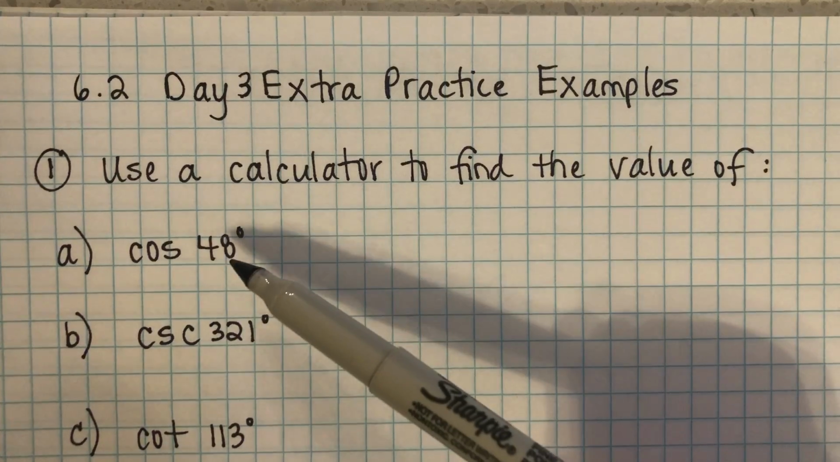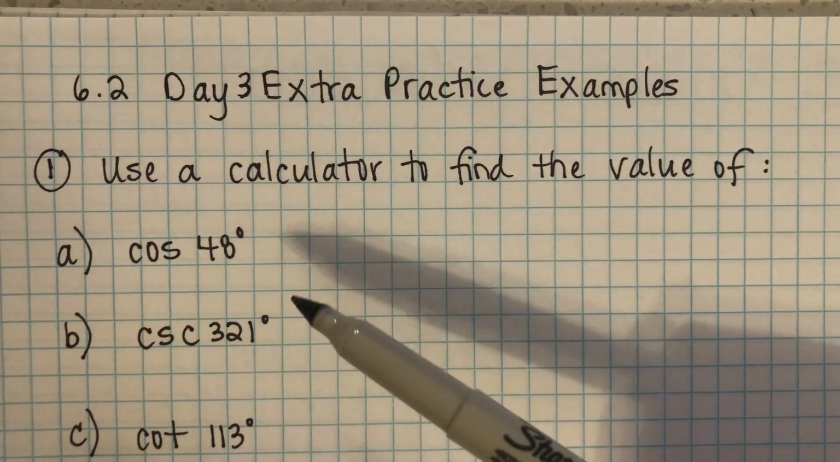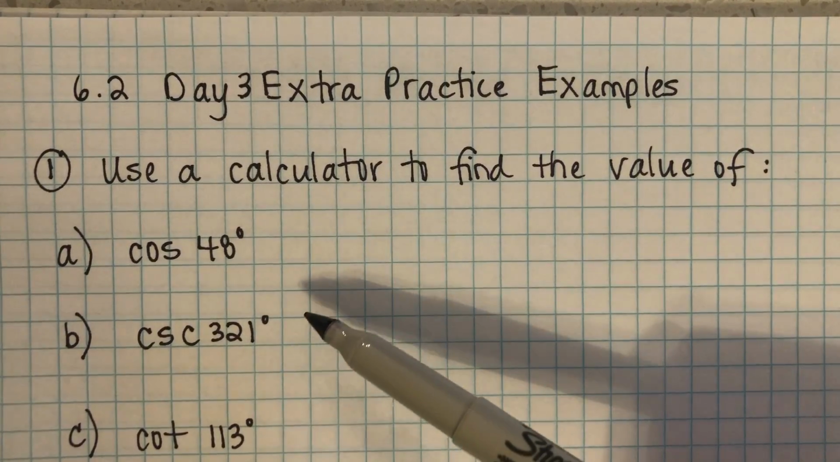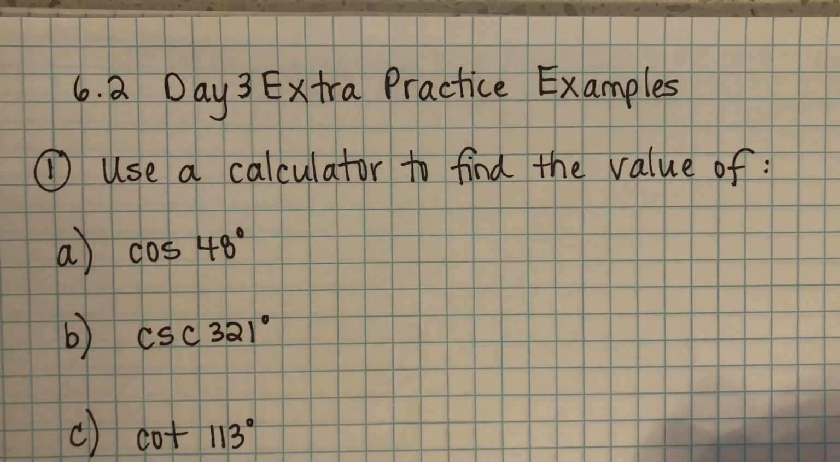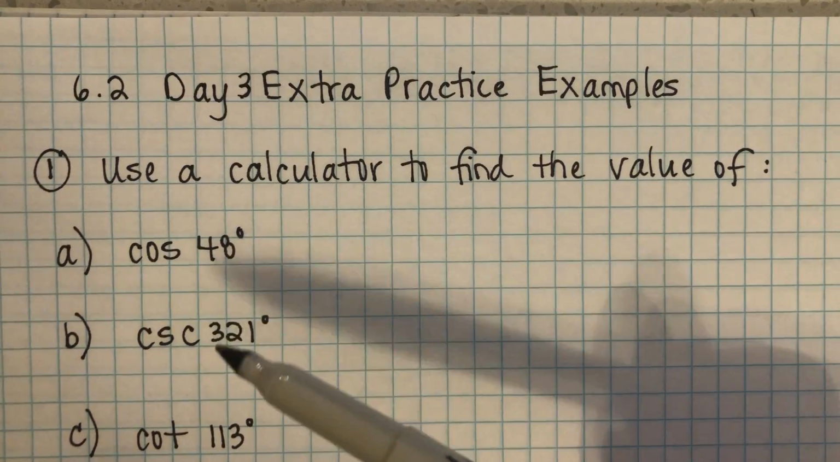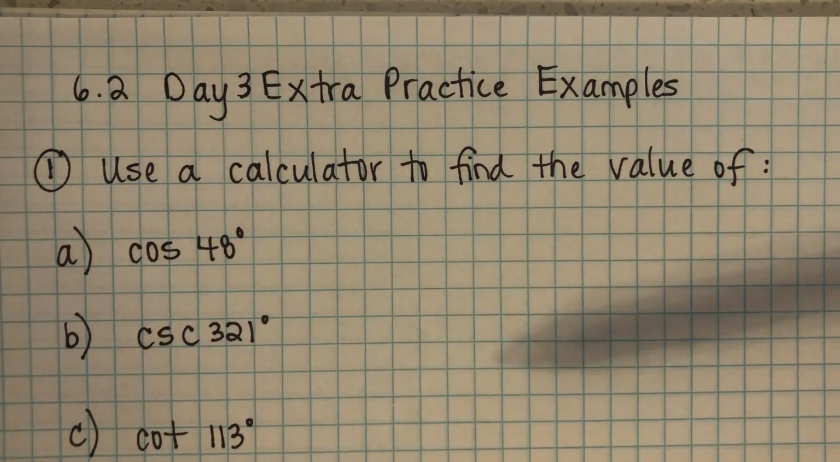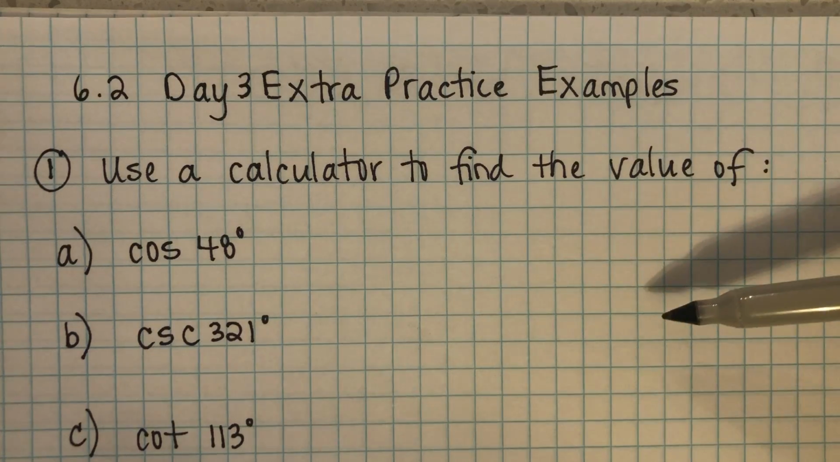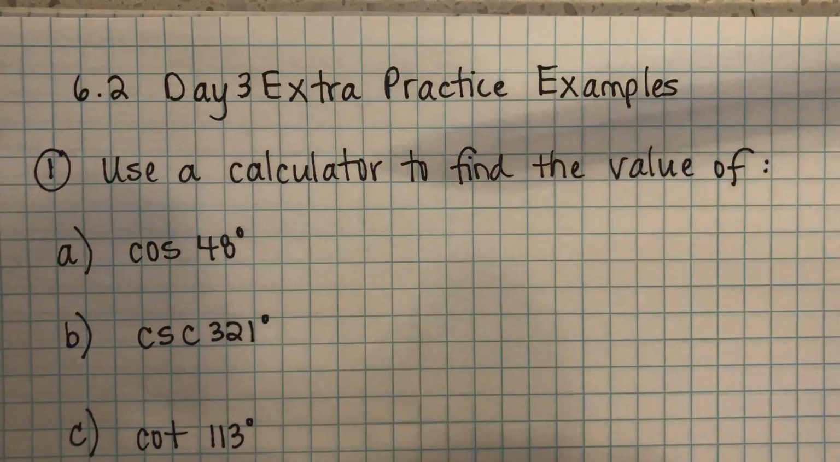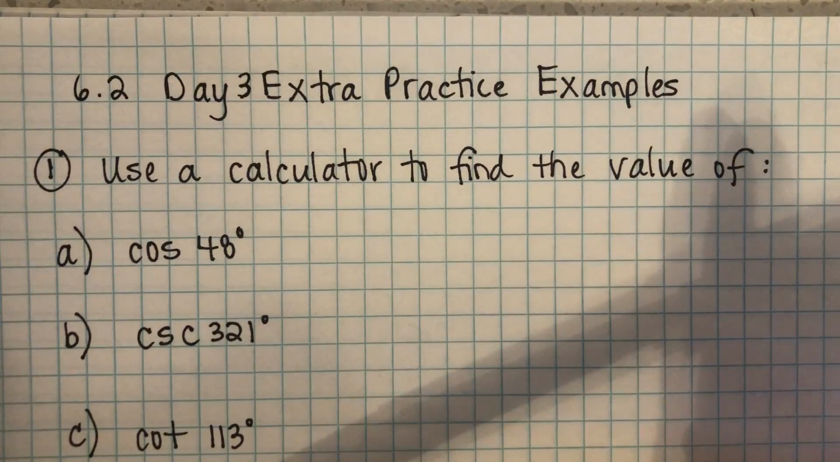If they don't ask you a special angle like 30, 60, 45, 90, 180, anything that's a multiple of those, these are just random angles that we don't have that special side length relationship that we can whip up in a right triangle. So these ones you have to use calculators for.